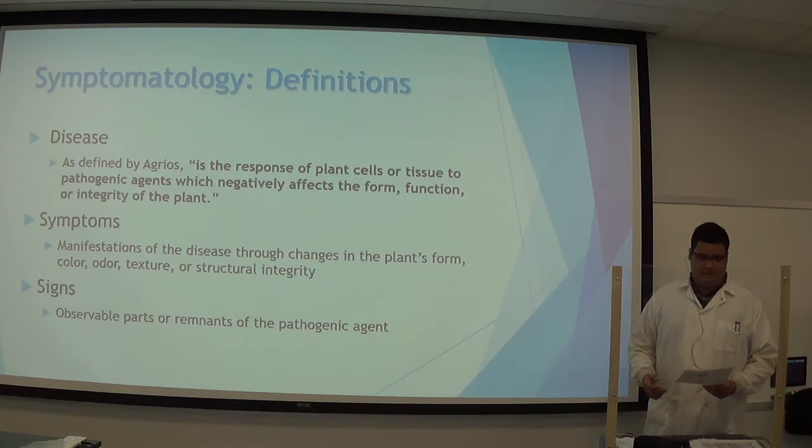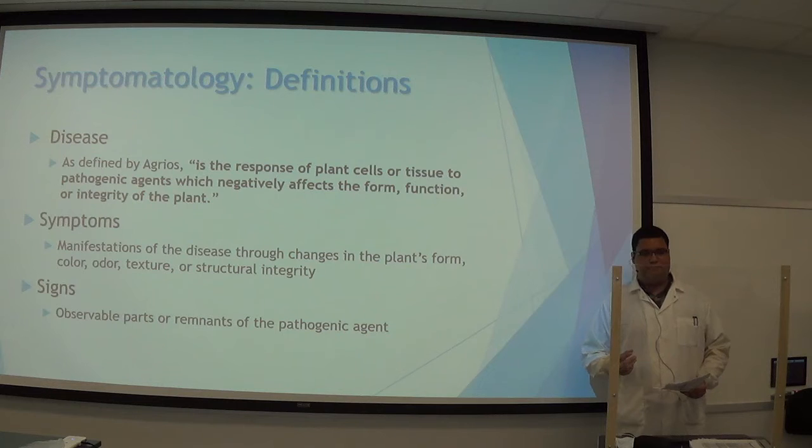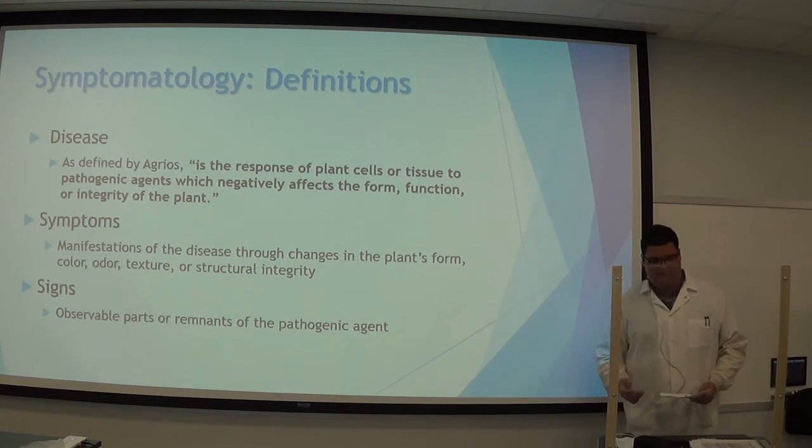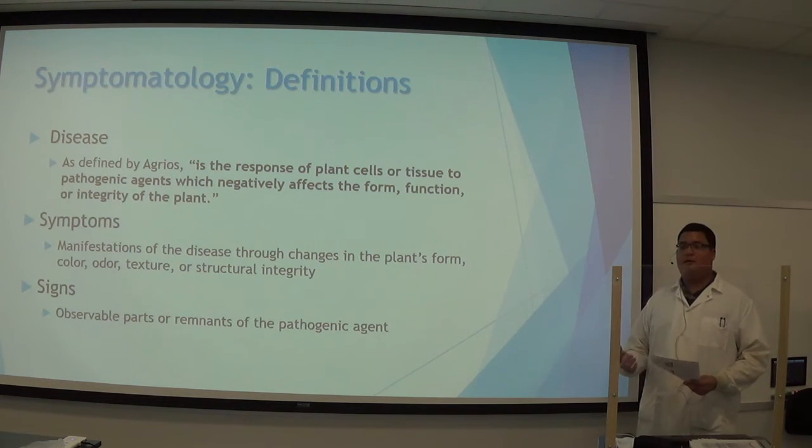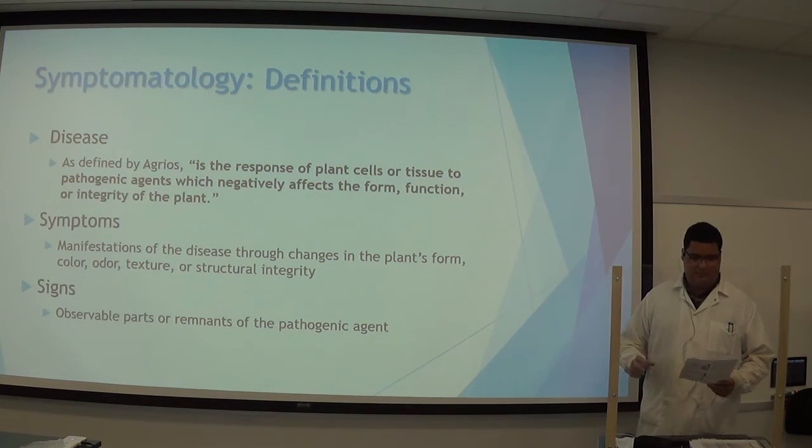So simply put, we'll go over what a sign is first. A sign is evidence of the pathogen itself. So by seeing fungi on a plant, you can say, oh, that's a sign of disease, or you can see spores of it, or something left behind, some remnant of the pathogen itself. Whereas a symptom is the plant's response to that pathogen. So that's where the distinction comes in.